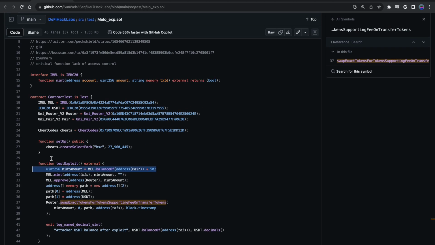So when we take a look at the exploit, we can see that the attacker typed in exactly how much they wanted to withdraw or mint. They called the Melo token's mint function, approved the router, and was able to swap these tokens. So that's essentially what happened with the attack. You can run this in Foundry yourself, but what you will find is that after the exploit, the attacker ran off with much more USDT than what they started with.